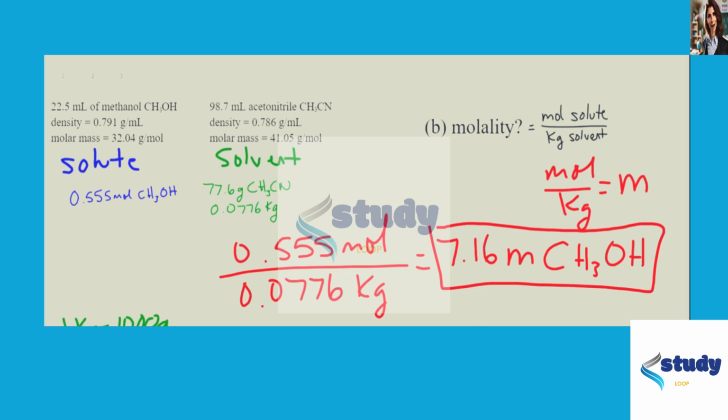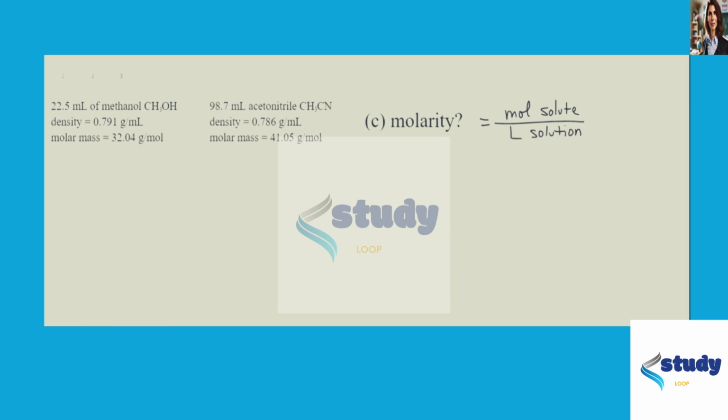Finally, in part C, same information. This time we're asked to find the molarity. Molarity has the equation moles of solute over liters of solution. I already have moles of solute. We found that earlier. It's 0.555 moles. Again, that's moles of methanol. Liters of solution. The question says that we can assume that the volumes are additive.